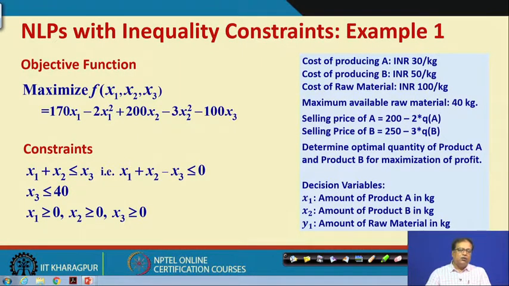We have an objective function f(x1, x2, x3), and we maximize 170x1 - 2x1² + 200x2 - 3x2² - 100x3, and these are our constraints, right. So, the first question is, how do we go ahead solving the problem?